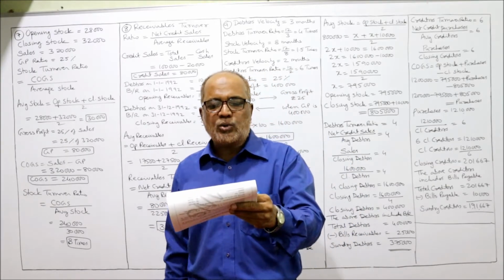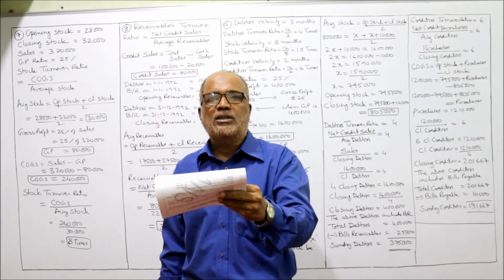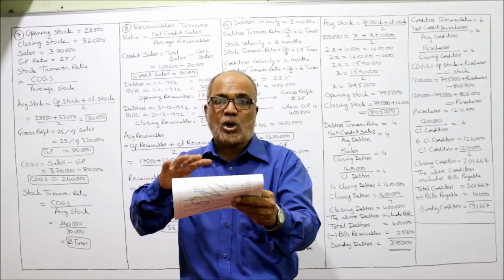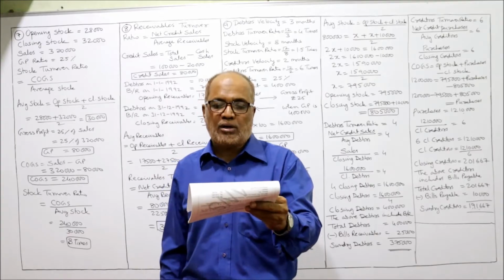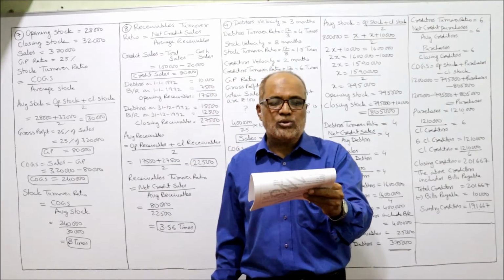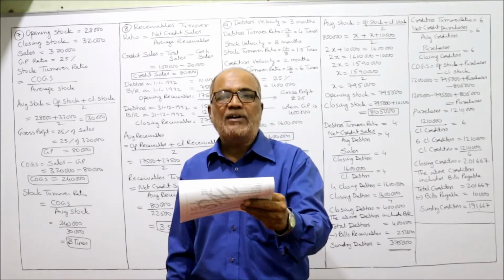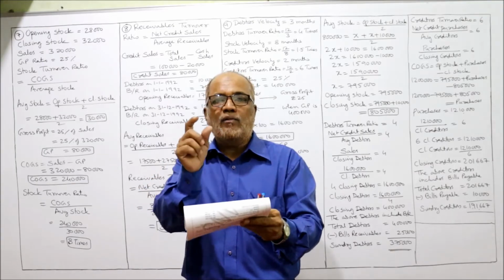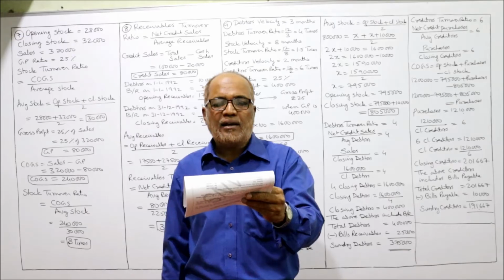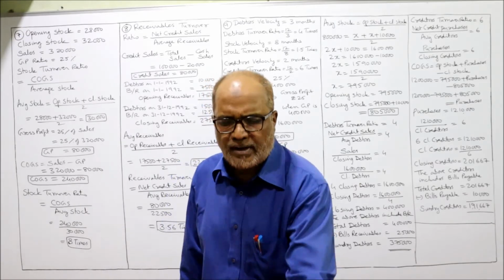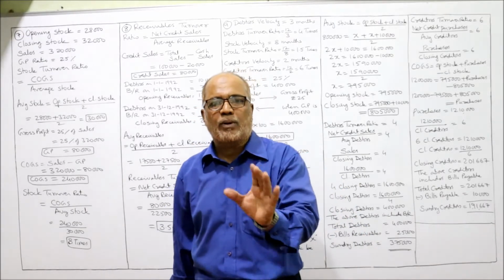Given opening stock 28,000, closing stock 32,000. So opening stock and closing stock are both given, so we can calculate the average stock. Sales 3,20,000. Gross profit is 25%. Always gross profit is calculated on sales, 25% on sales. Calculate stock turnover ratio. It's a very small formula, small problem.